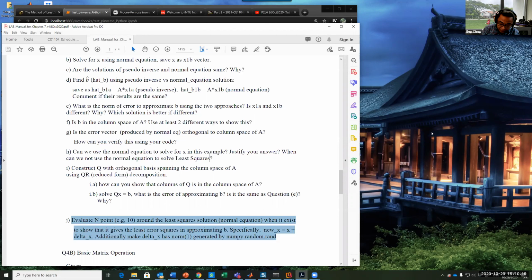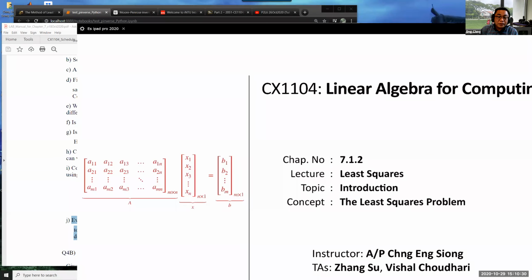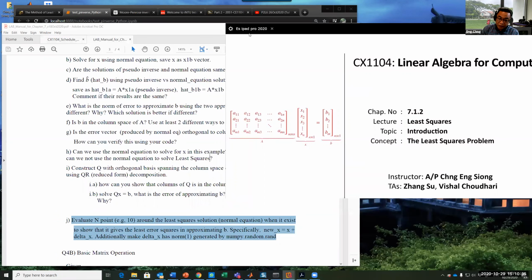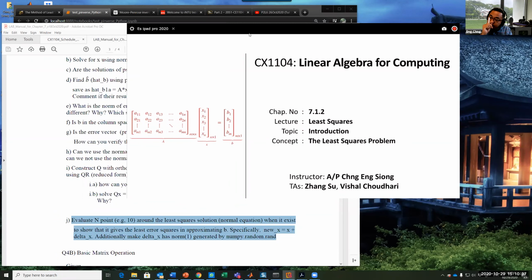Let me find the slides, which will show you the correct interpretation. Okay, so imagine the question is asking you, you have already found the least square solution. And then now you go and find different x around your least square solution and show that the error is bigger than your least square solution. So how to do that?